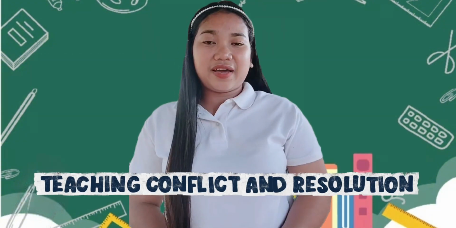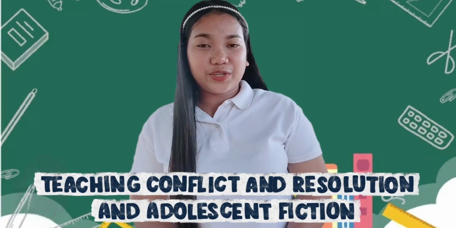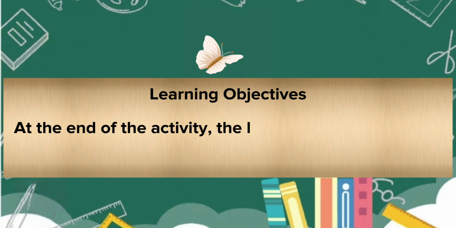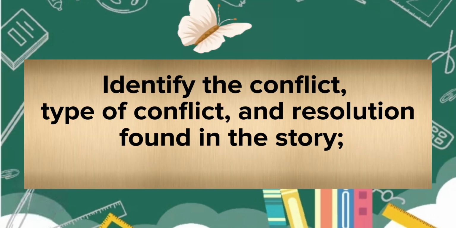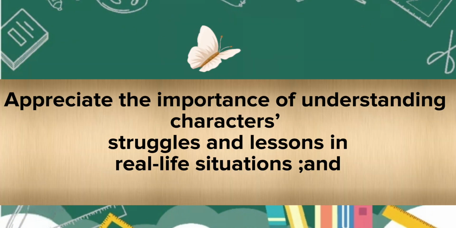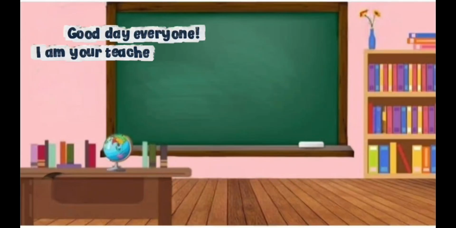I will discuss my topic, teaching conflict and resolution in adolescence. At the end of the activity, the learners are expected to identify the conflict, type of conflict, and resolution found in the story. Appreciate the importance of understanding characters, struggles, and lessons in a real life situation. Complete the story detective map accurately using details from the text.